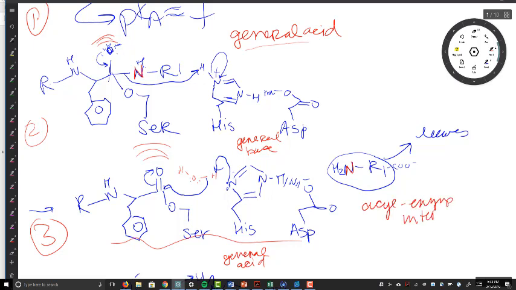And so the acyl enzyme intermediate happens after the C-terminal half of the peptide leaves, and then you have the serine covalently bound to the N-terminal half of the peptide. So this is our acyl enzyme intermediate, and this is where we see covalent catalysis is a thing, because temporarily our intermediate is covalently bound to the enzyme.